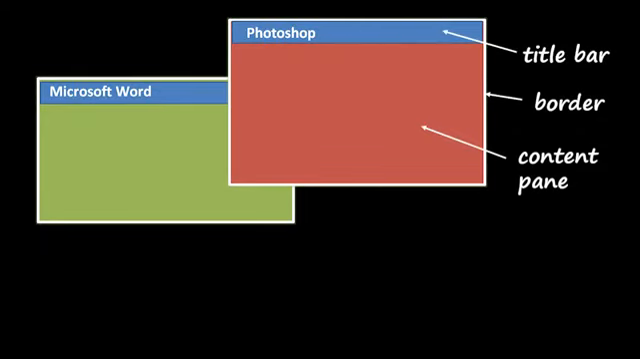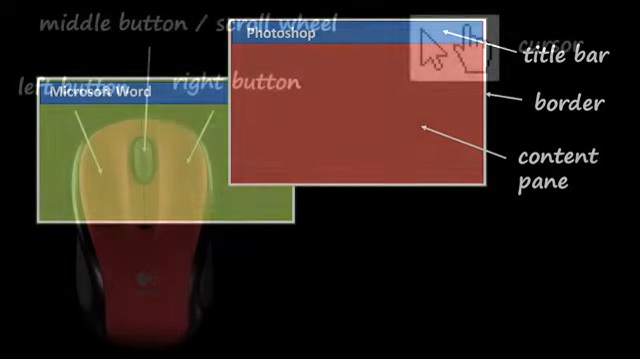At the top, you have the title bar where it says the name of the program. You have a border around the window, and then you have the content pane, the space where the actual program interface is displayed. So whatever the program wishes to show the user, it gets displayed in the content pane.